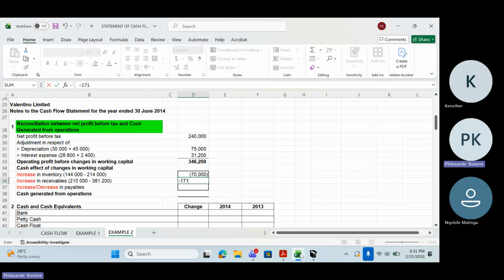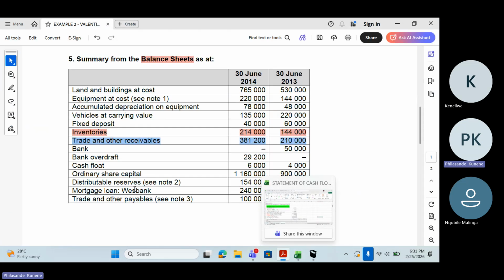$171,200. 171,200 rands. Okay, so that is going to be our outflow of cash in receivables. Then we go to payables. Then we go to trade and other payables.